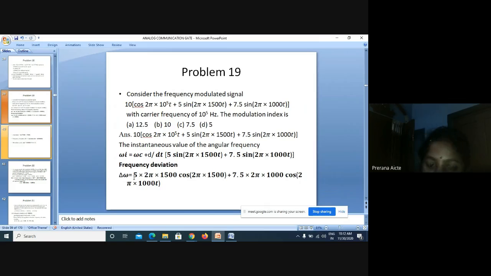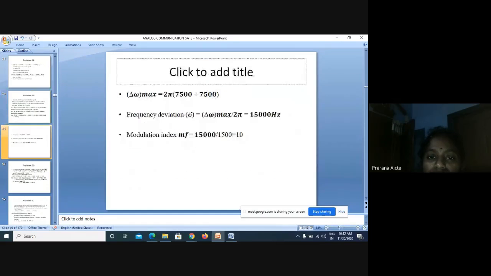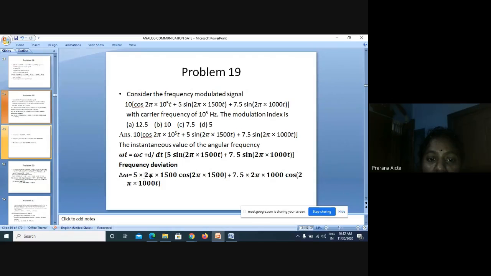So del omega maximum will be equal to 5 into 2 pi into 1500 plus 7.5 into 2 pi into 1000. We can take 2 pi common from here. So 5 into 1500 is nothing but 7500, and here 7.5 into 1000. You all know the cos will be maximum. The maximum value of cos is 1.